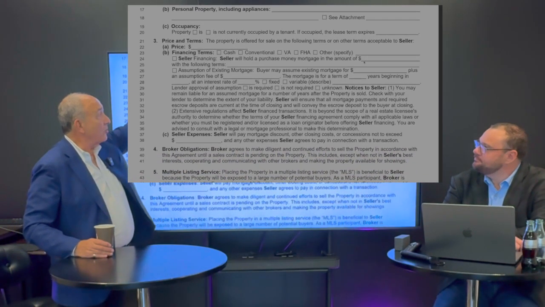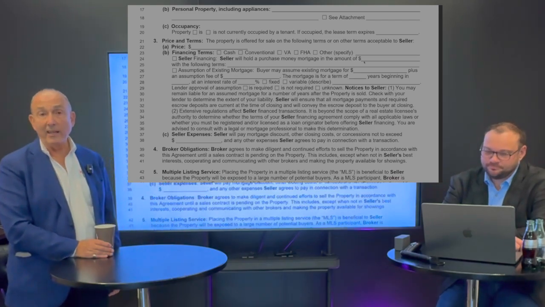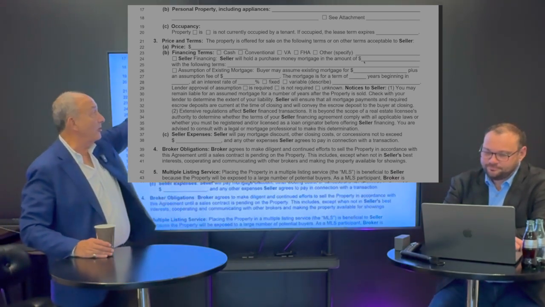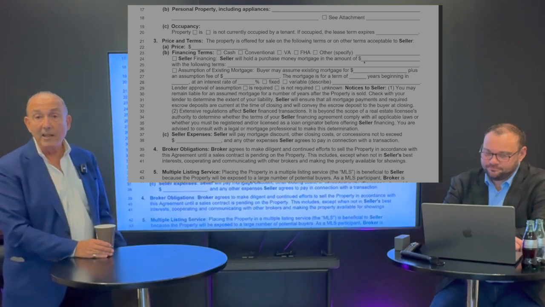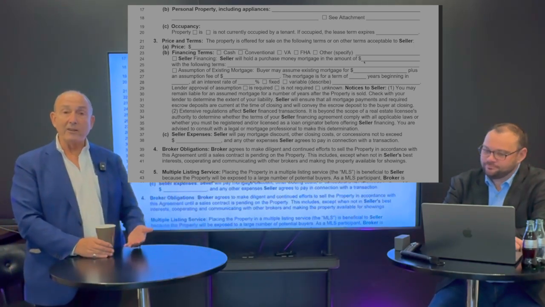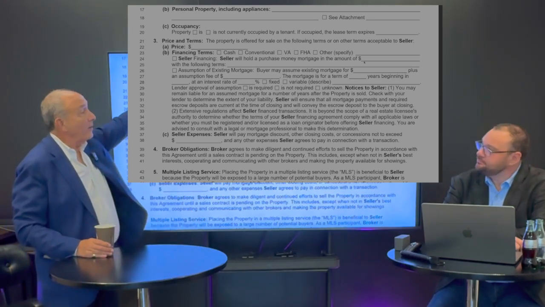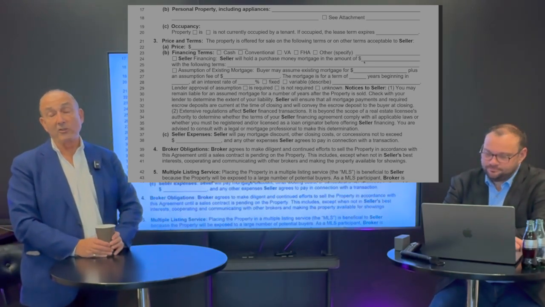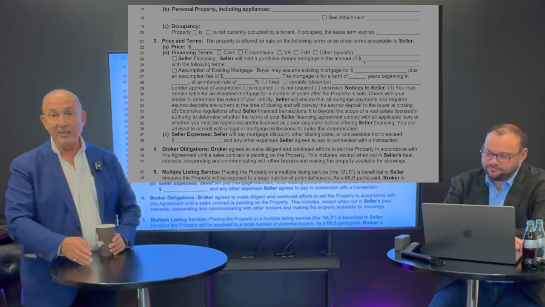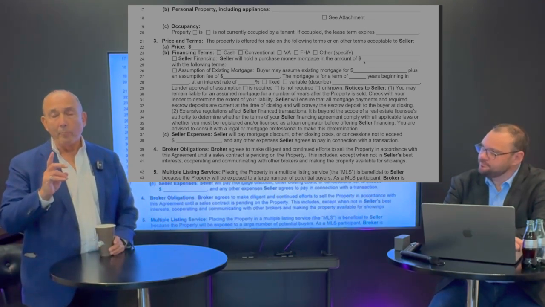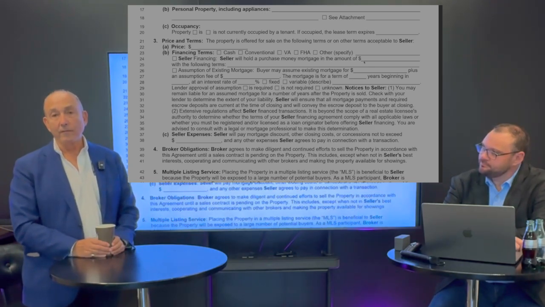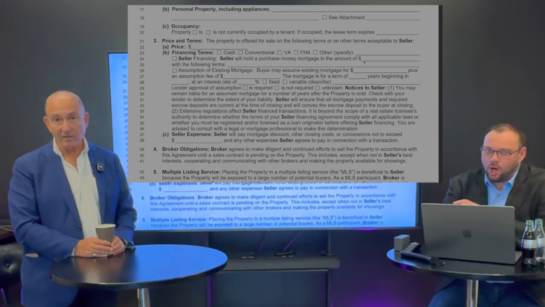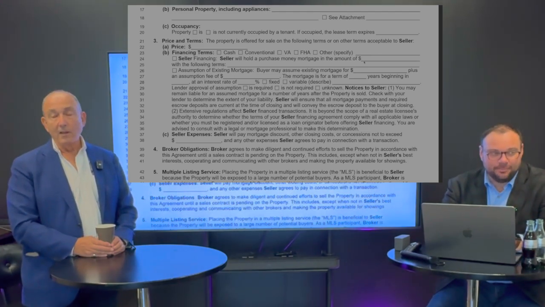Occupancy: it either is or is not currently occupied by a tenant. If it's a primary residence, you're always checking "is not." If it's an investment property and there's a tenant in there, not only are you checking "is," you're putting in the date that the owner's telling you that the lease expires, but you want to ask for a copy of the lease. Always ask for a copy of the lease.